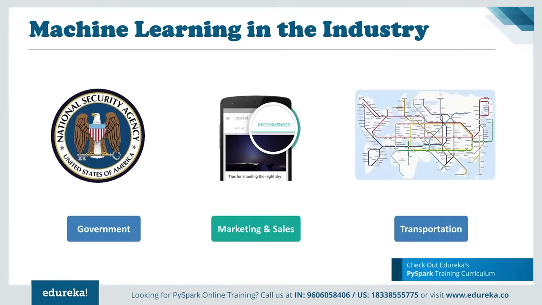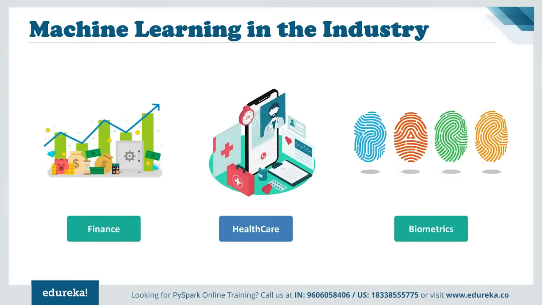Now, marketing and sales. Websites recommending items you might like based on previous purchases use machine learning. They use it to analyze your buying history and promote other items you'd be interested in. Now, analyzing data to identify patterns and trends is the key to the transportation industry, which relies on making routes more efficient and predicting potential problems to increase profitability. Now, coming to financial services, banks and other businesses in the financial industry use machine learning technology for two key purposes. The first one is to identify important insights in data, and the second one is to prevent fraud.